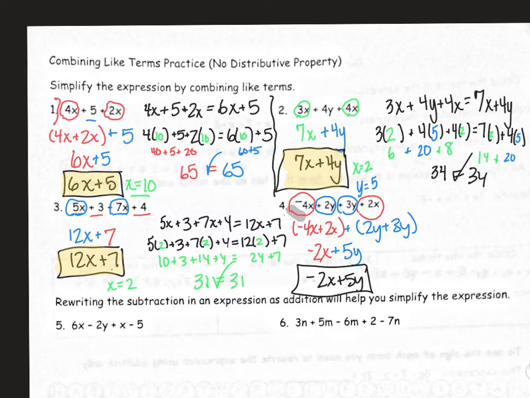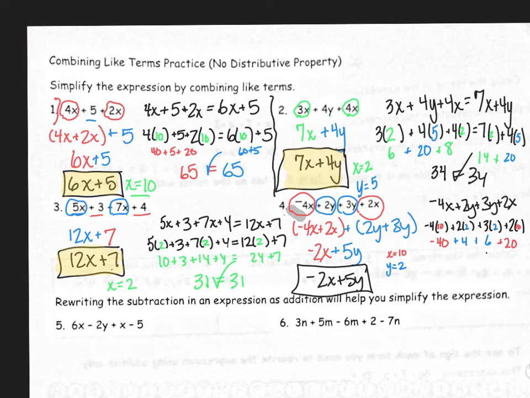So to check it, I'm not going to have enough room to write them side by side, so I'm just going to stack it this time. So negative 4x plus 2y plus 3y plus 2x. And I'm going to go ahead and use x equals 10 and y equals 2. I don't know, it doesn't really matter. I'm just picking stuff. So let me do the substitution here and come back.